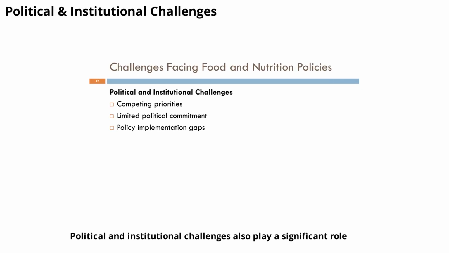Political and institutional challenges also play a significant role. Competing priorities, limited political commitment, and gaps in policy implementation can slow down or derail progress. Building political will and ensuring accountability are crucial for successful policy outcomes.